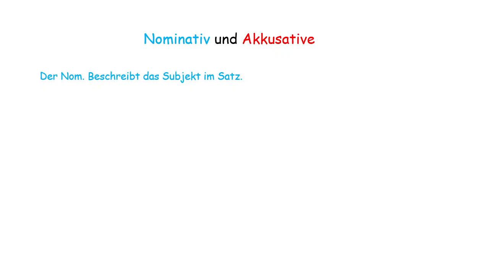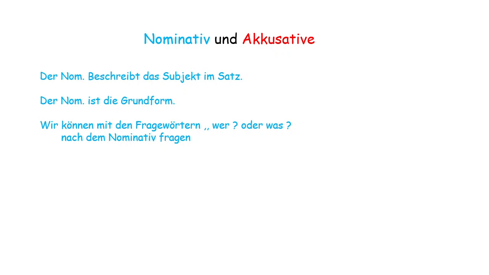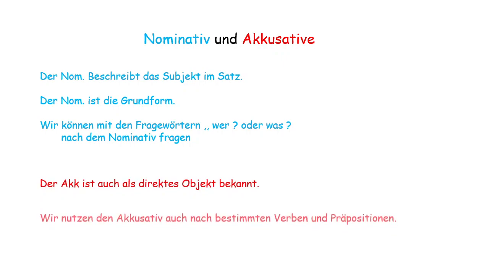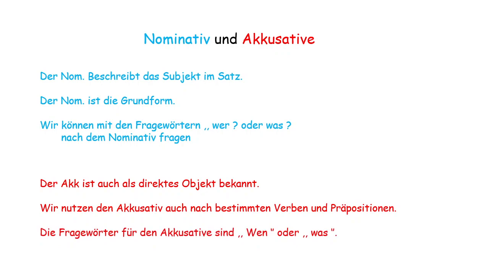So, nominative is basically the subject of the sentence, and nominative is the Grundform. We can answer the question wer and was in nominative, and we learn that in W-Frage. And accusative is the direct object of the sentence, and we answer the question wen and was in this.